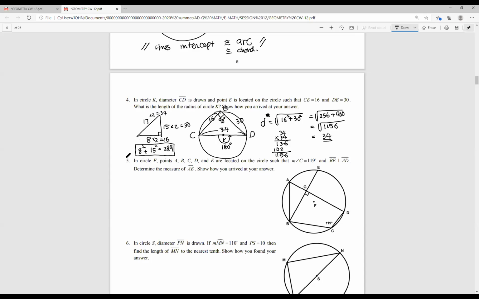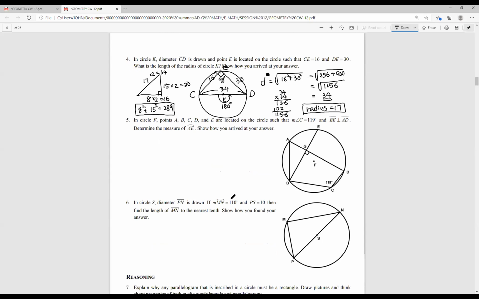All right, so the radius is half of the 34, right? The radius is equal to 17. Radius is now 17. Okay, now number 5 is all yours. Try number 5, okay? Find out the answer.